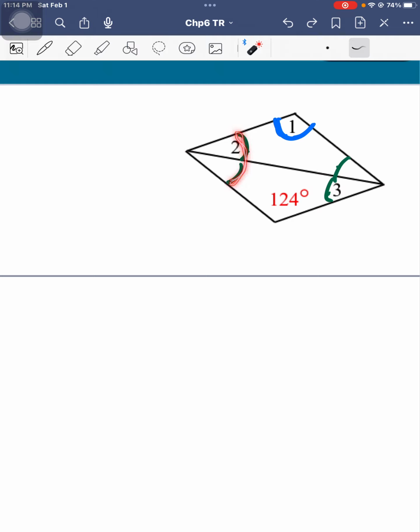So let's say this is 60. This is also 60. And if 60 is being bisected, this will be 30. This will be 30. Well, if this is also 60 and it's being bisected, this will be 30 and this will be 30 as well. So I know for sure that angle 1 is 124 because they're opposite. 124. Now I know that this will be x, this will be x, this will be x, this will be x.